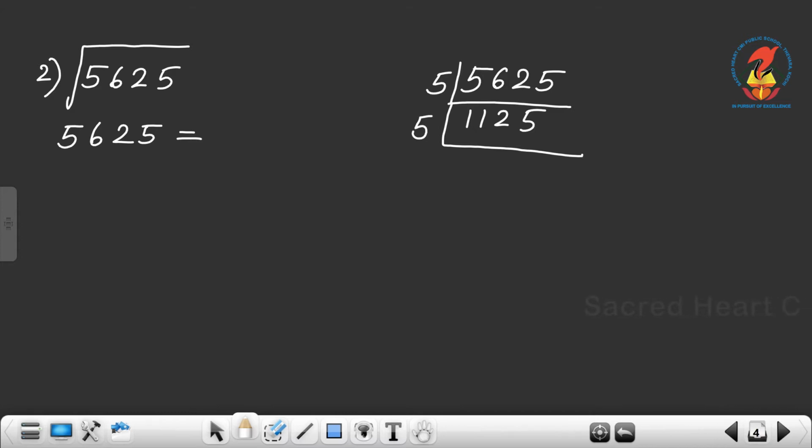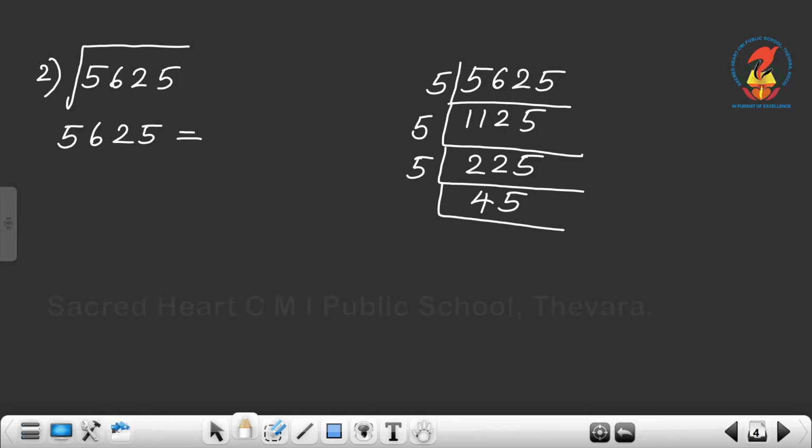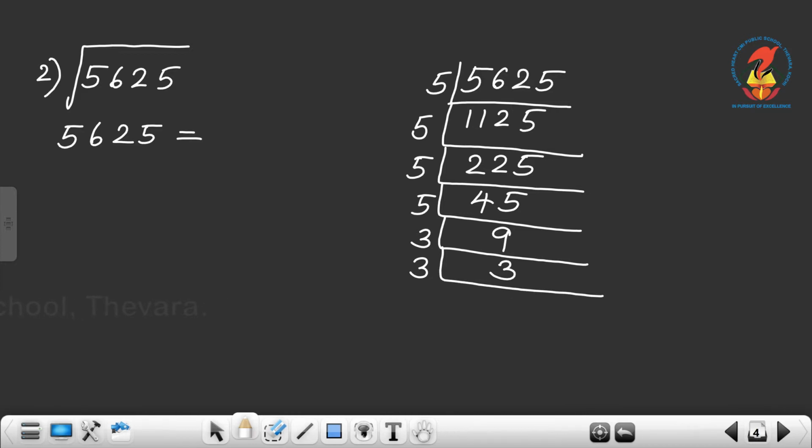Then again using 5, 5 2s are 10, then 5 2s are 10, 5, 5 2s are 25, again with the 5, 5 4s are 25, then with the 5, 5 9s are 45, then 9 we can do with the 3, 3 3s are 9, then again with the 3, 1. Okay.